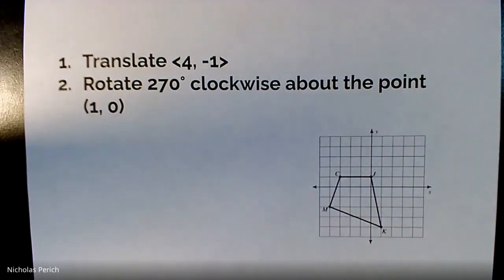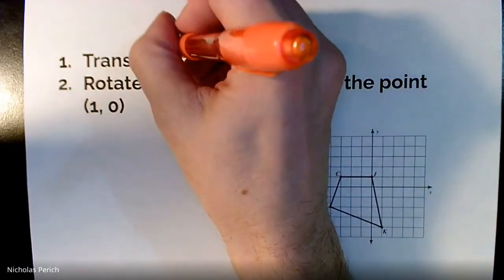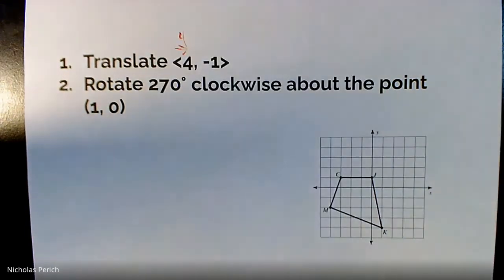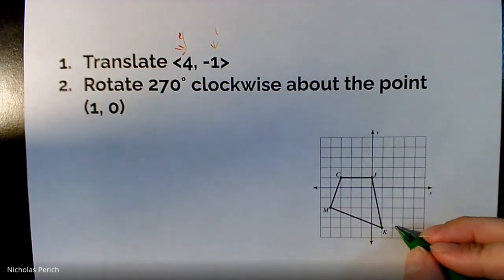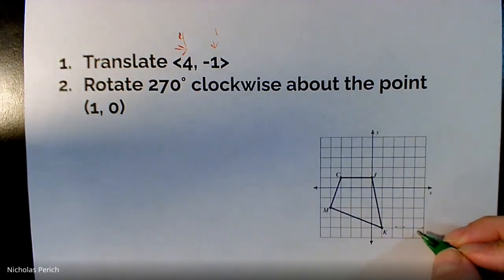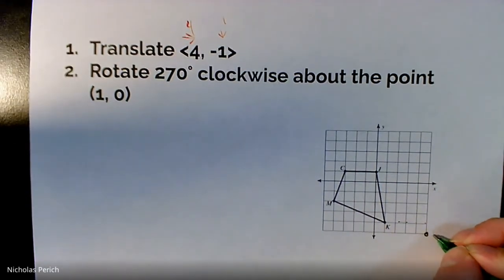First things first, let's translate this entire shape for -1, which means right 4, down 1. I don't like orange. I love the color, but I don't like how it shows up on this. I got 4 dots. 1, 2, 3, 4, down 1, K prime.